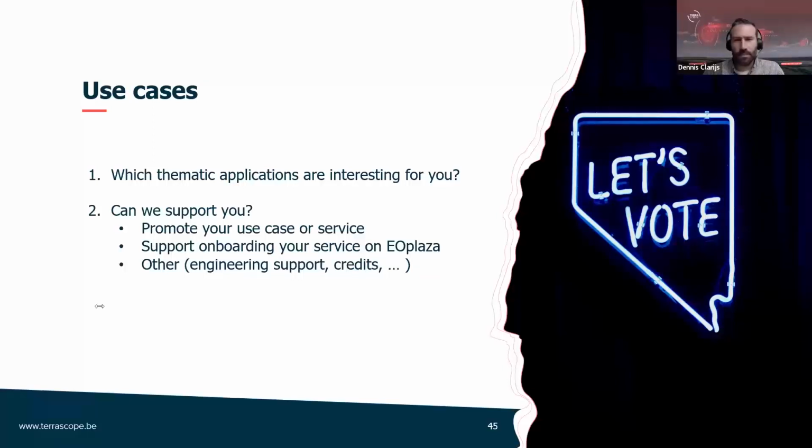So I see many answers coming in. I also see there's quite some interest in environment, land cover, but also water. I think that's interesting because we have some water-related use cases as well for Terrascope, which we can support. And the second question is the promotion of services, onboarding onto EOplaza. So really interesting to see that.